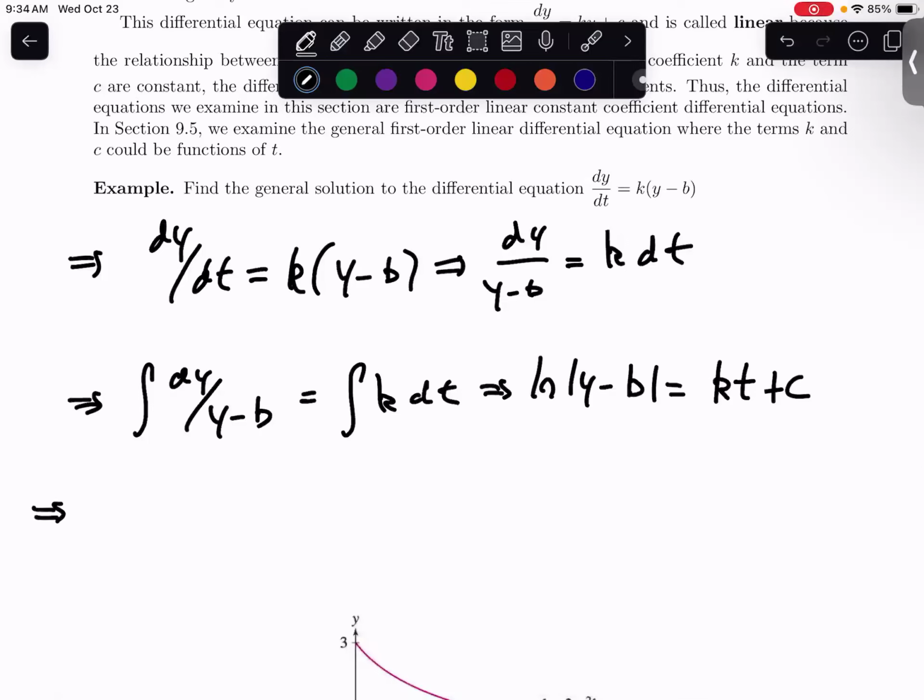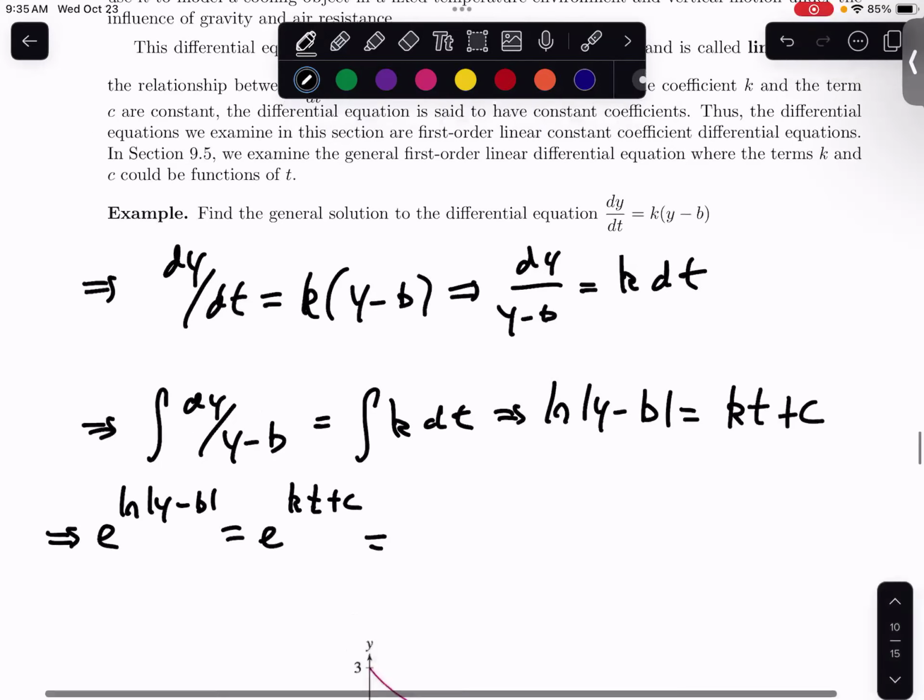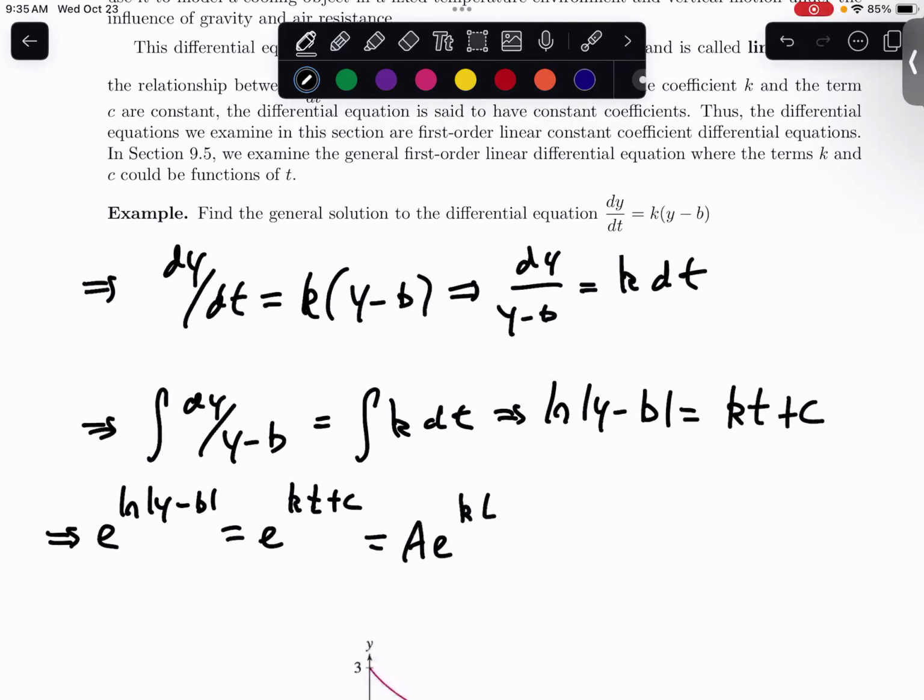So you exponentiate both sides with base e. So you have e to the natural log of y minus b is equal to e to the kt plus c. Instead of writing e to the kt plus c, I'm just going to write it as a times e to the kt, using the exact same trick, right? You can separate this as a product of exponential functions. Then e to the c is just a constant, which we'll denote by a. And so this is really saying we have y minus b is equal to a times e to the kt.